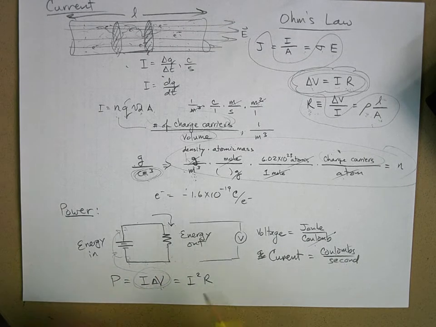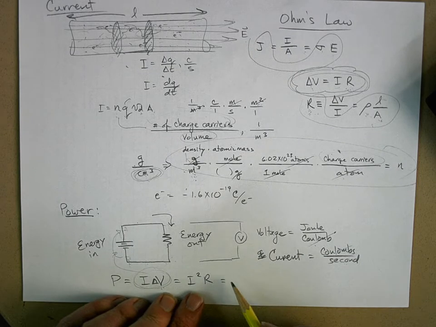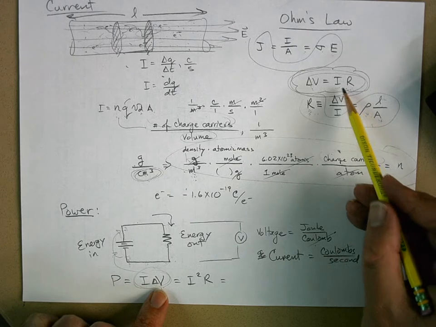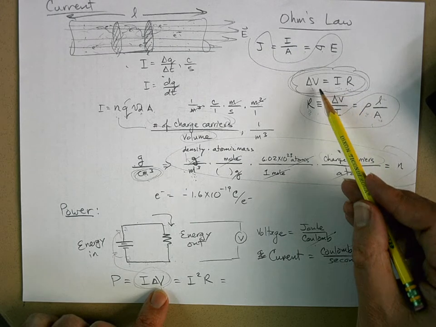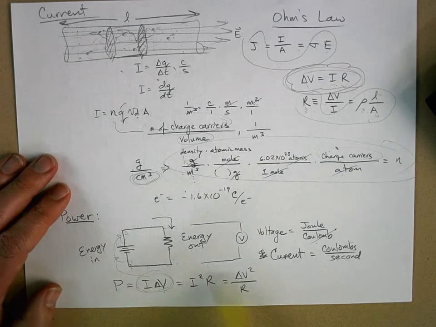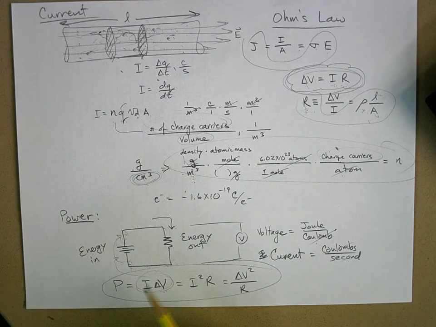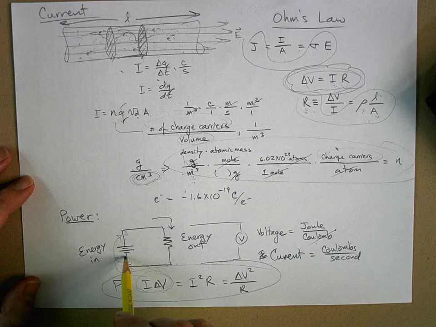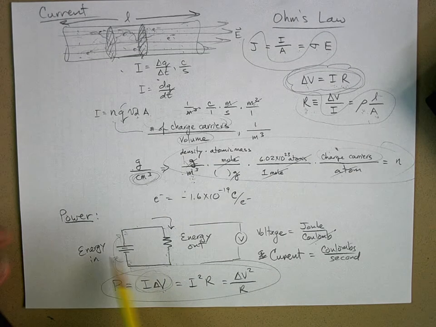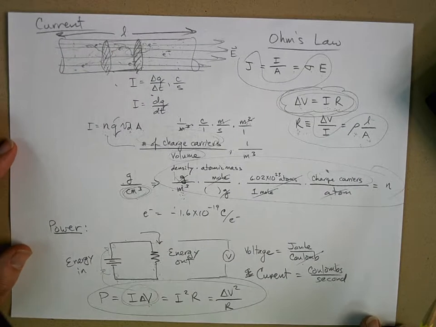But if you want, you can substitute in delta V. Solve this for I, and go delta V over R, and you get delta V squared over R. So you can use any of these to calculate the power going into the circuit from a battery, coming out of the circuit, or just energy flowing in the circuit overall. So there you go. There's power.